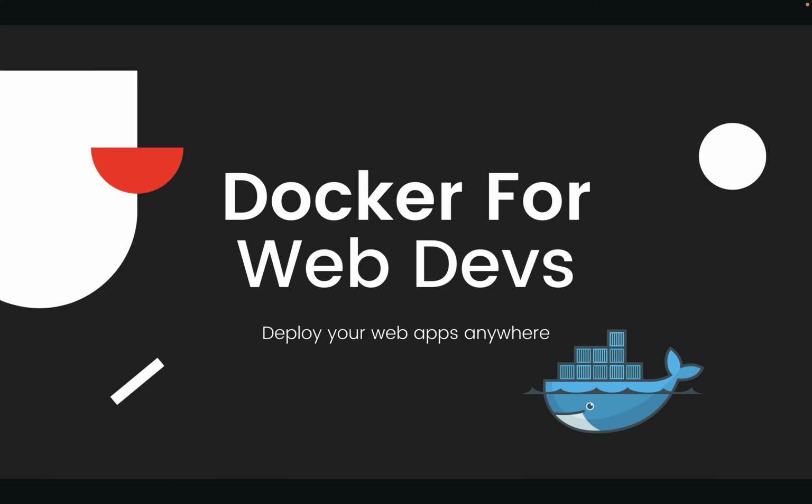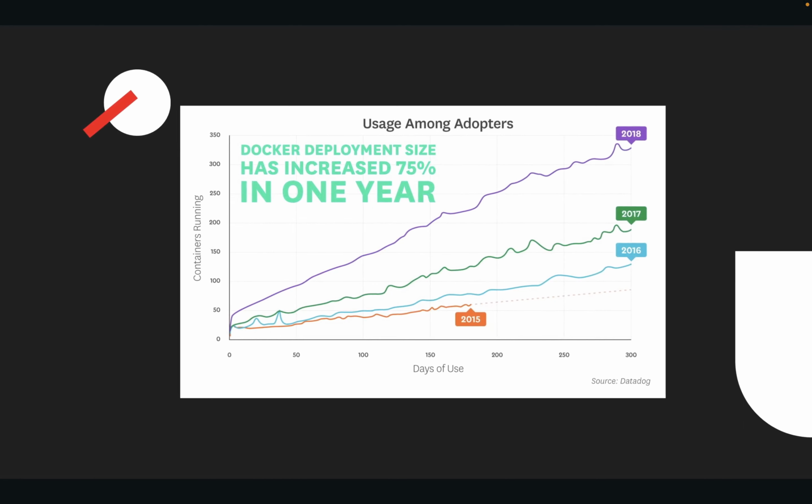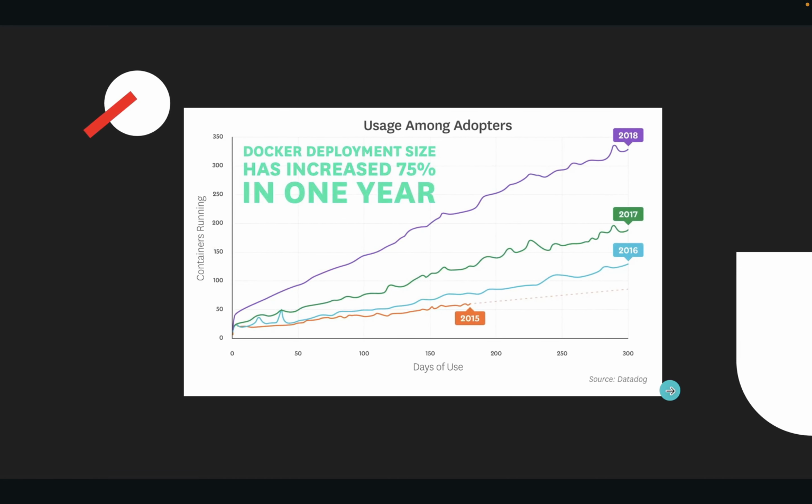In this video, we are going to learn about Docker in the context of web development, because web development is one area where Docker has seen quite a lot of adoption. As you can see on this chart, Datadog has done some adoption research and discovered that quite a lot of companies have started using Docker in their production environments. As a web developer, it becomes quintessential to understand what Docker is and how to use Docker to greatly reduce deployment pains.